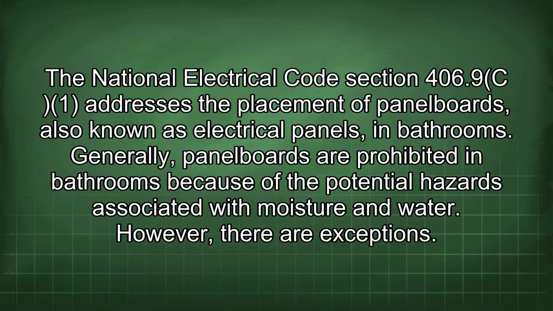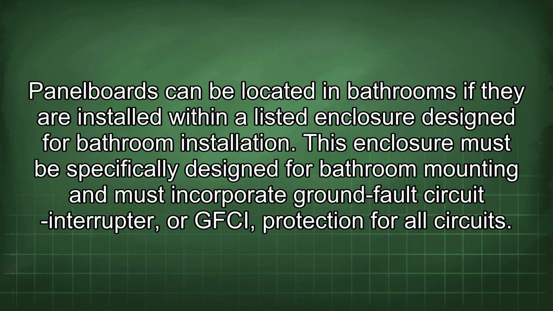The National Electrical Code Section 406.9 addresses the placement of panel boards, also known as electrical panels, in bathrooms. Generally, panel boards are prohibited in bathrooms because of the potential hazards associated with moisture and water. However, there are exceptions. Panel boards can be located in bathrooms if they are installed within a listed enclosure designed for bathroom installation. This enclosure must be specifically designed for bathroom mounting and must incorporate ground fault circuit interrupter, or GFCI, protection for all circuits.